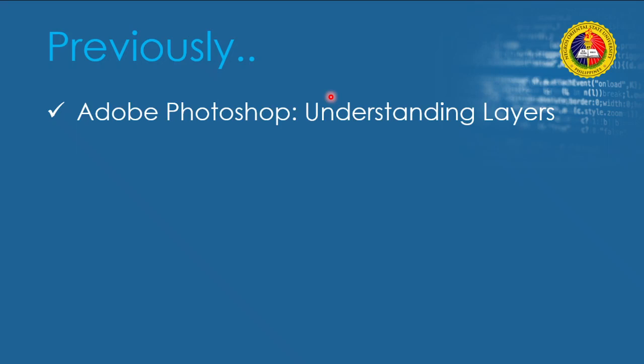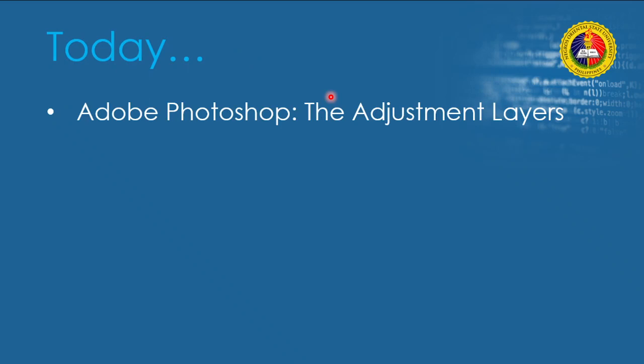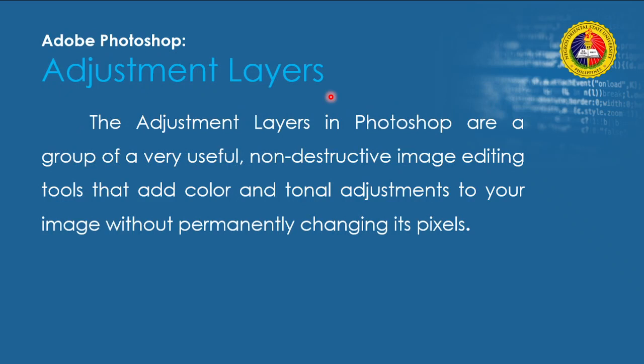Okay, previously we've talked about Adobe Photoshop. Particularly, we learned about layers. And today we'll be learning about the adjustment layers. So first of all, what are adjustment layers for Adobe Photoshop? The adjustment layers in Photoshop are a group of very useful non-destructive image editing tools that add color and tonal adjustments to your images without permanently changing its pixels.